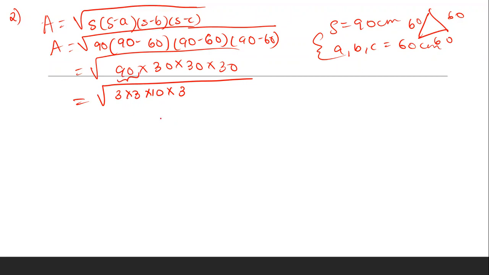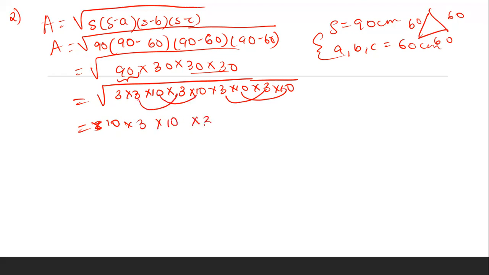3 3s are 9, 9 10s are 90. Then 30 can be written as 3 into 10. Similarly, these two also I will split: 3 into 10 into 3 into 10. Now group the like factors. We have 10 and 10 here. We have 3 and 3 here. Then again we have 10. Then again we have 3. How am I getting it? Look here, 10 into 10, root 10 into root 10.